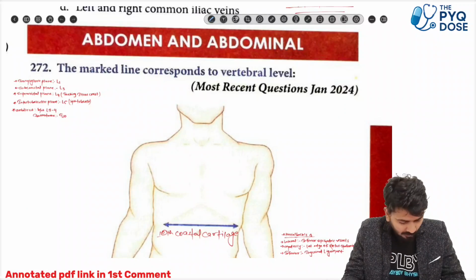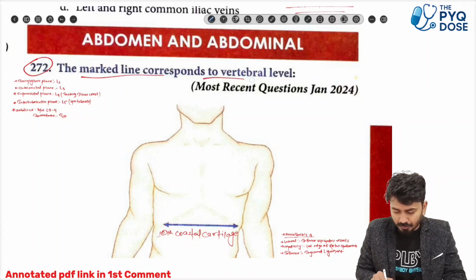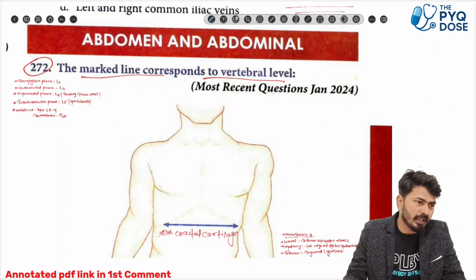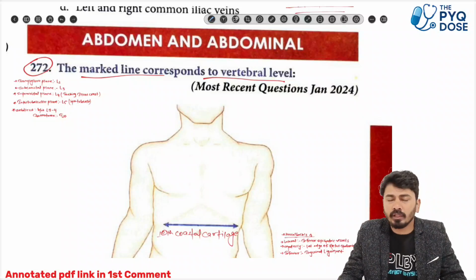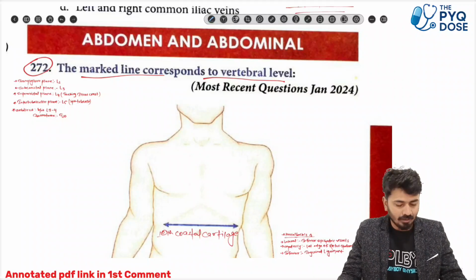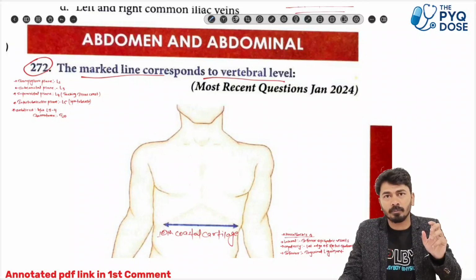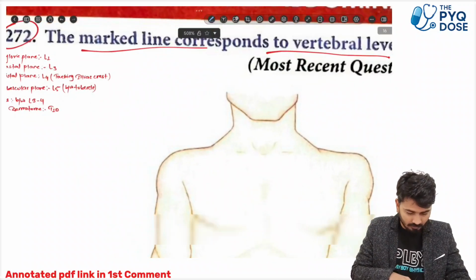So let's start. The first question from here is the marked line corresponds to vertebral level. Actually, these planes passing through these vertebral levels, this question is being asked in so many places. Every exam has this type of question. So let's see it once and for all so that we don't have to see it again. I'll do it all in one place so that you will have a condensed thing at a single place that you can revise, and you don't have to go to different topics to revise the same thing again. Okay, so let's do it.